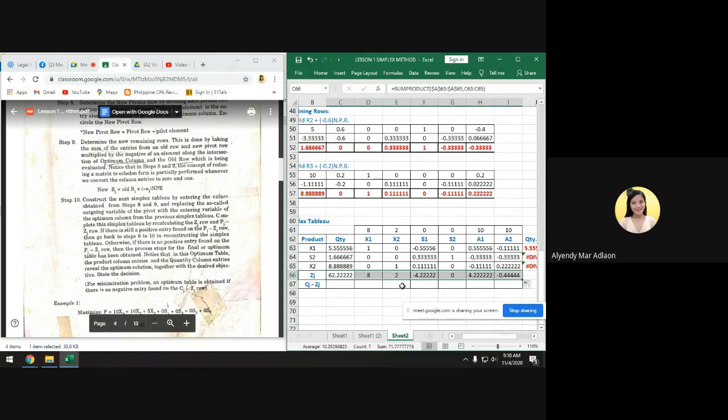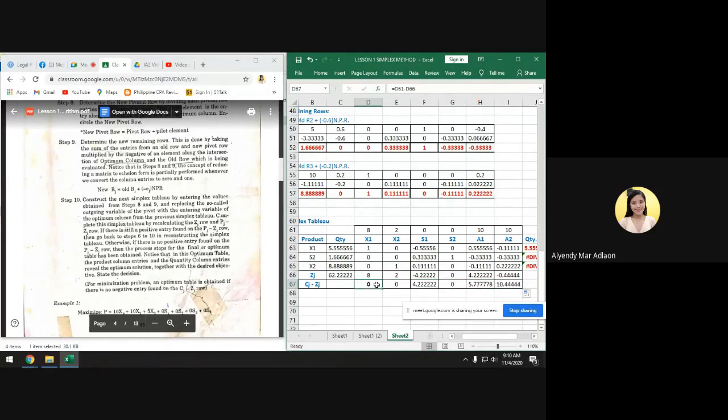Okay, so how did we do this one? Same as before, we just multiply. And the next is we compute for the Cj minus Zj. So we have 8 minus 8. And then we have 2 minus 2. Okay, and then so on.